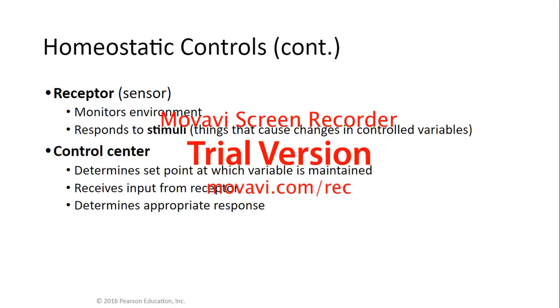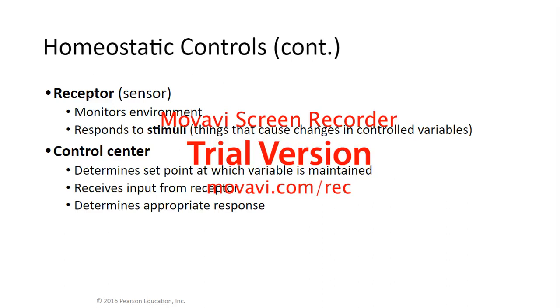So it receives the input from the receptor, which could be a receptor on your skin, or a pressure receptor in your heart. It could be different receptors, chemical or pressure. But whatever the receptor is, it's going to send input to the control center, which is usually the brain, and then the control center determines the appropriate response.